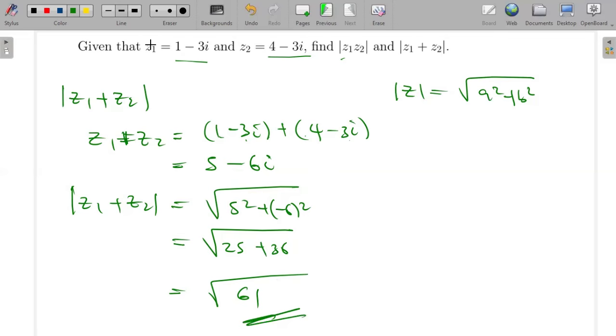Okay, so that's how you would solve these questions on complex numbers.